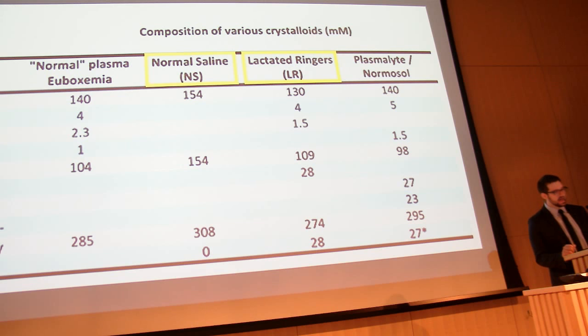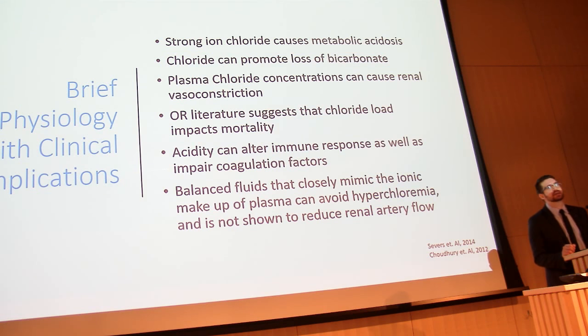And the reason we think that is more physiologic is because when you give someone a bolus of normal saline, you're giving them a load of chloride. And chloride acts as a strong ion. And what that does is it gives a metabolic acidosis. So it promotes the loss of bicarbonate and gives a metabolic acidosis.